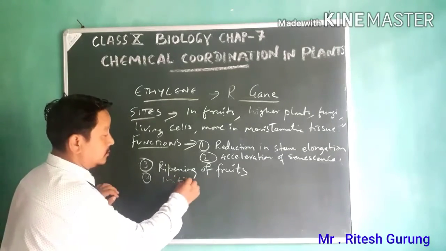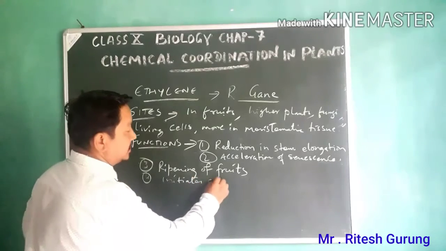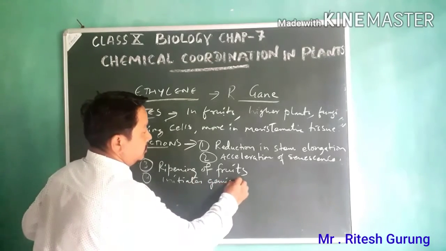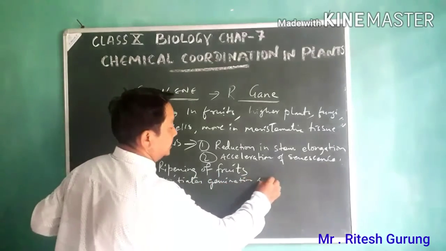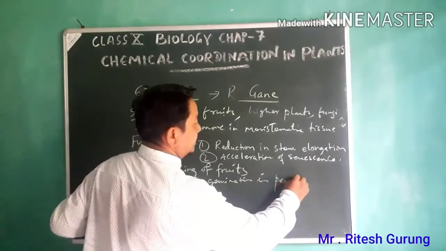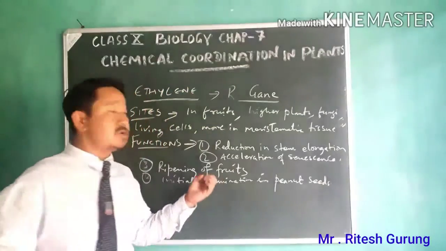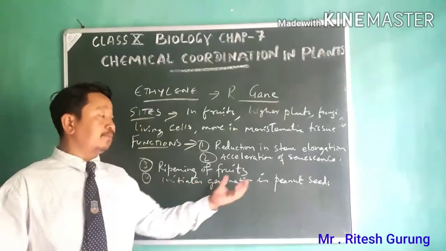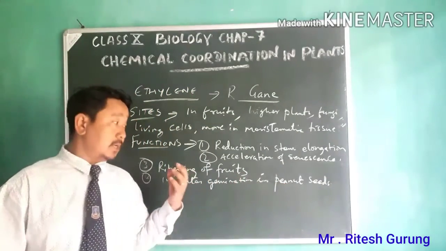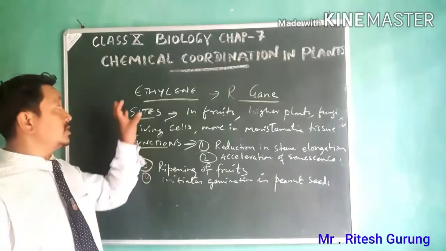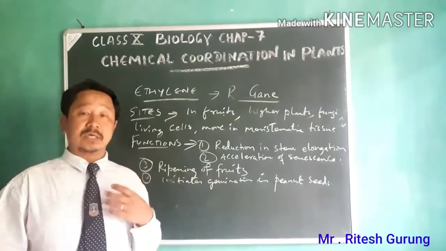Next, it initiates germination in peanut seeds also. Okay, peanut is a particular type of nut where you see the influence of ethylene for its germination.